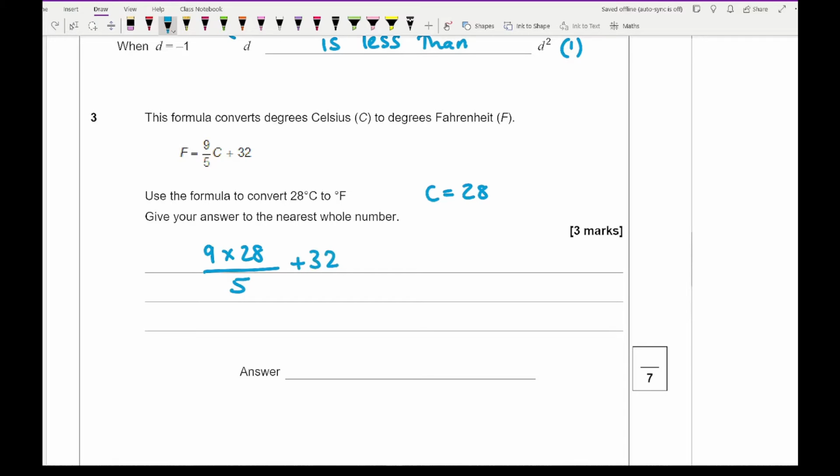Now, if you're not sure about where that comes from, why it looks a little bit different, well, 9/5 times 28. Well, if I convert the 28 into a fraction, it still then gives me 9 times 28 over 5. So that's why this comes into play. Now, if I then type that all into my calculator, I'm going to assume this is going to be a calculator question, I get an answer of 82.4, and then we just need to round to the nearest whole number, which is going to give me an answer of 82.